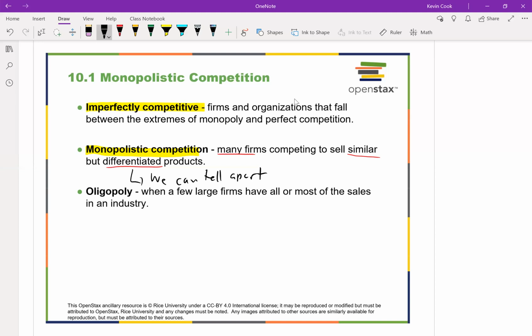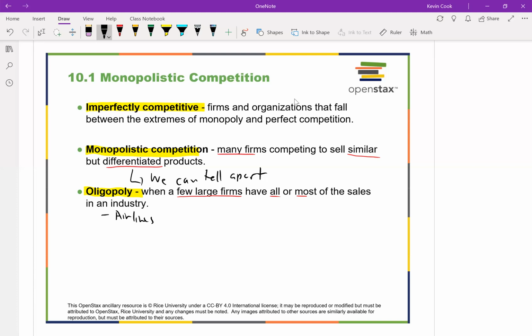And the last group we have is called an oligopoly, which is similar to a monopoly, but not really. With this, we're going to have a few firms that are very large and have pretty much all or most of the sales in an industry. One of the big examples we'll look at is the airlines. If I want to go from Des Moines to Boise, Idaho, more than likely I'm going to fly on either American, Delta, or United.